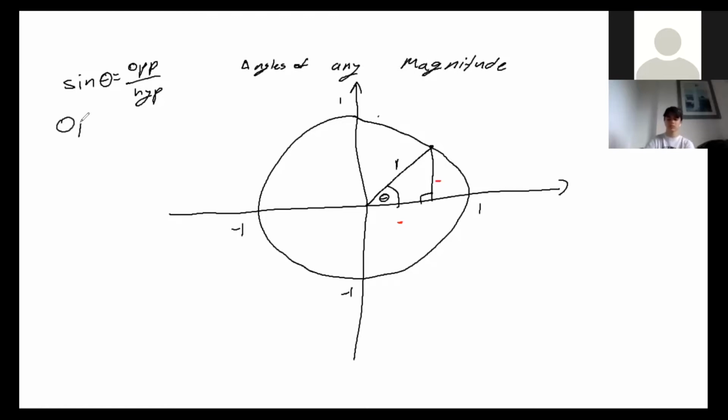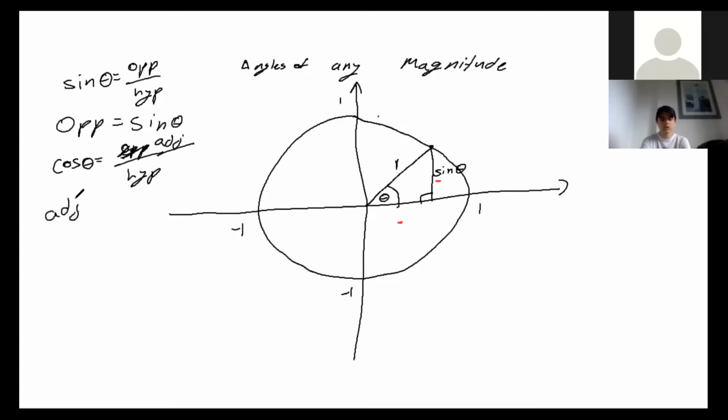Okay. So that gives us that our opposite is equal to sine theta, because if our hypotenuse is 1, then opposite equals sine theta. That make sense? Yeah, so my sine theta is actually going to be my opposite. And what about my adjacent? Well, if I use my adjacent and my hypotenuse, then I get cos theta is equal to adjacent over hypotenuse. And what's my hypotenuse? Your hypotenuse is 1.